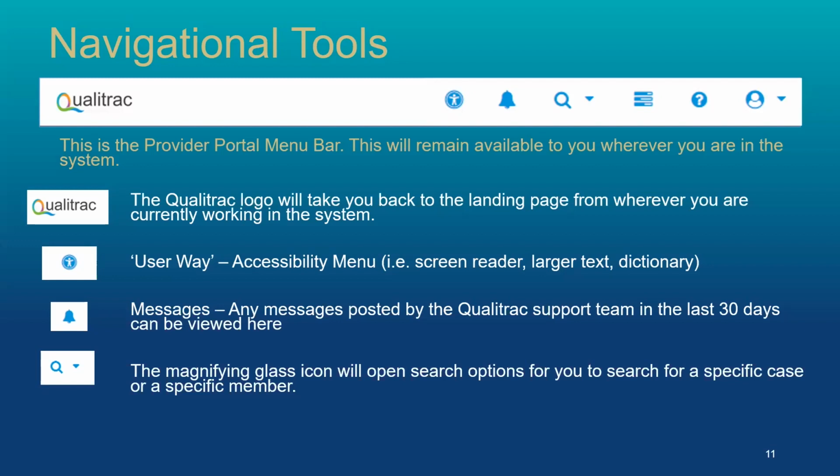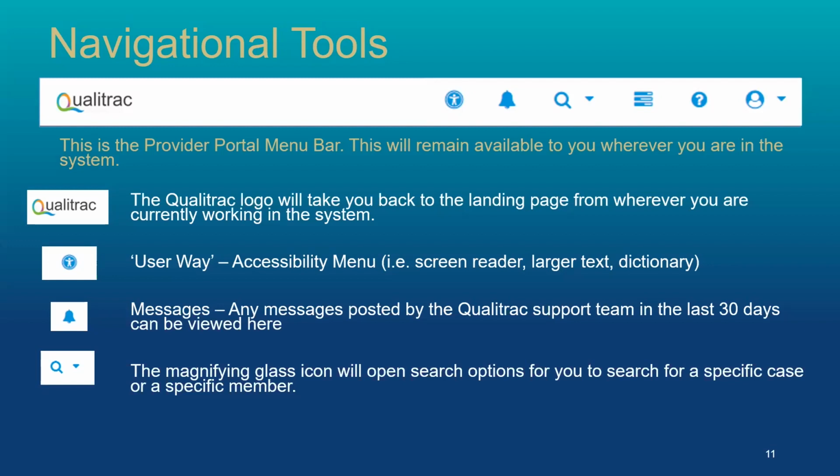The bell is a messages display. So if there's been any messages posted by the Qualitrac support team in the last 30 days, you can view them there. Normally, let's say they're having to do some maintenance and the system is down. They typically do that in the evenings every couple of weeks. There would be a message that goes across the top of the page right when you log in, letting you know whatever the situation may be. So if you close that message by clicking the X and it goes away, you would still be able to see it in that messages icon. But normally they'll display across the top of your screen so that you see them as soon as you log in.